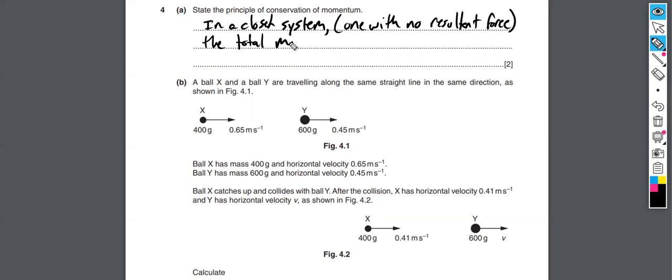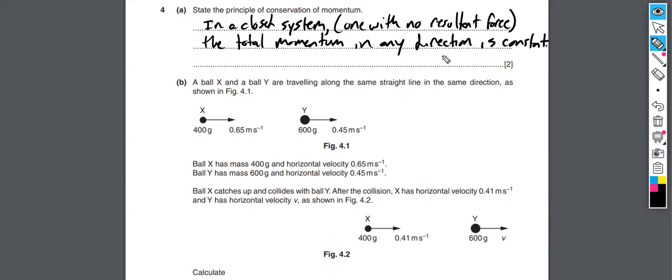total momentum in any direction is constant. So that note was on the board the other day, although we might have talked about what a closed system was. It's good to put that in words. So in a closed system, one where there's no resultant force, the total momentum in any direction is constant.